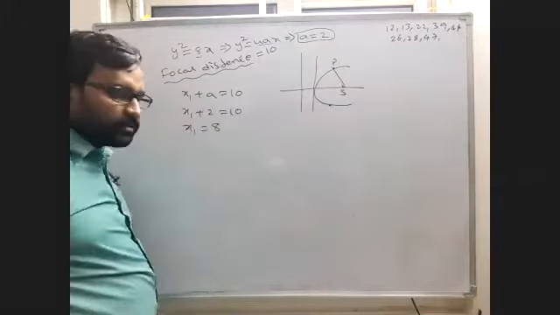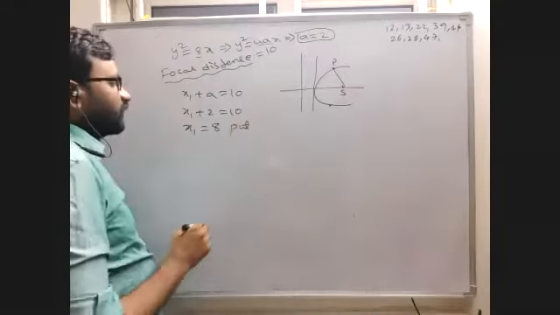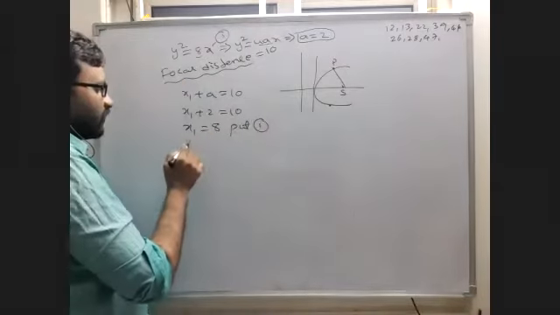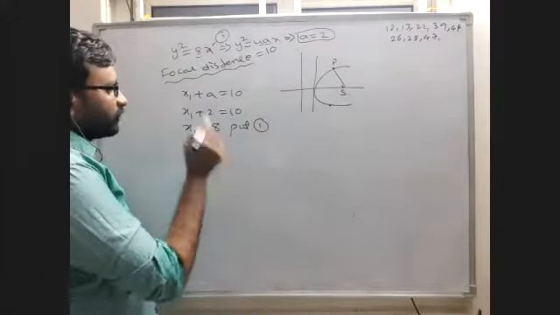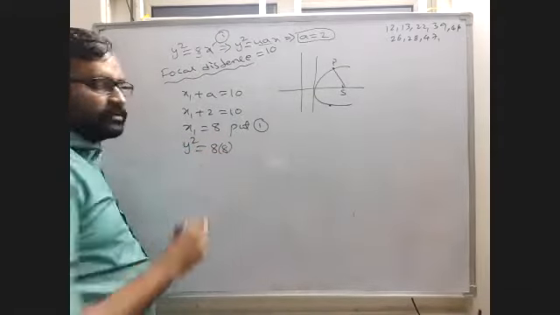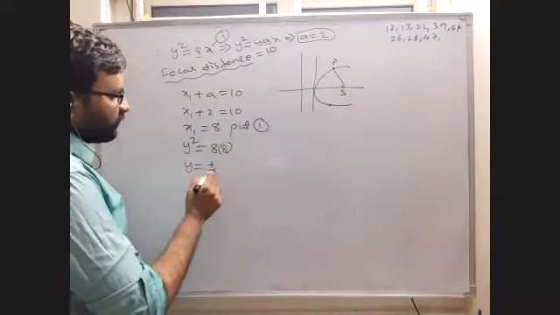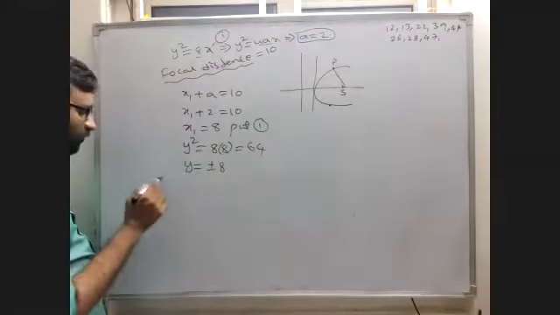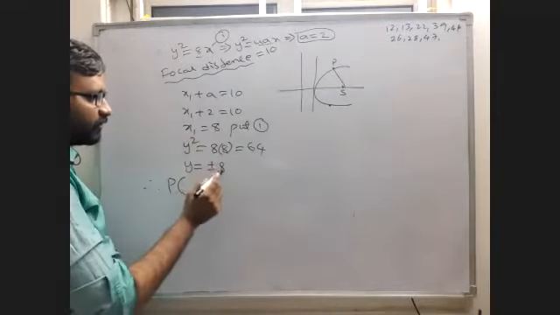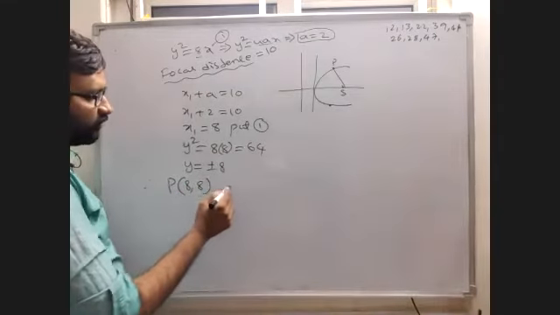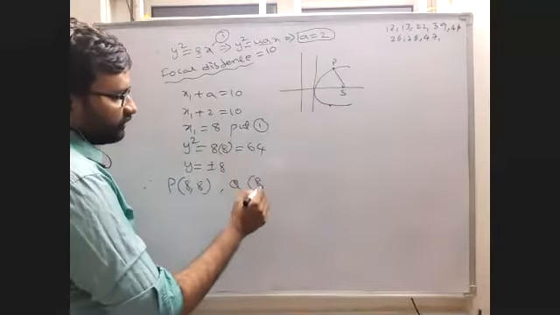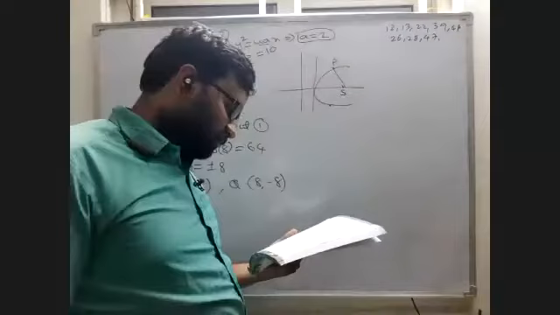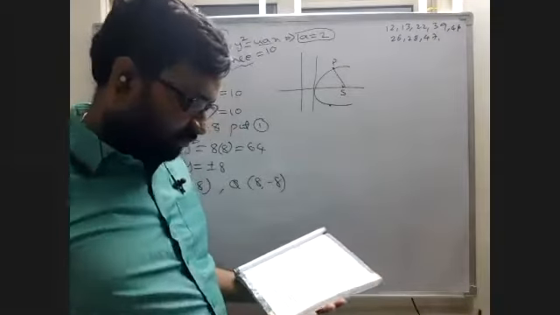So x is 8. Now substitute this x value in equation number 1, the given parabola. Then you will get what? y square equal to 8 into, what is the value of x? Again 8. 8 eights are 64. So y is equal to plus or minus 8. Why? Because this is 64, so root 64 is plus or minus 8. Therefore, one point may be 8 comma plus 8 and one point may be 8 comma minus 8. So these are the points. So the option is the fourth option, 8 comma plus or minus 8.